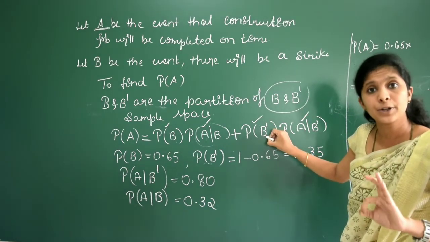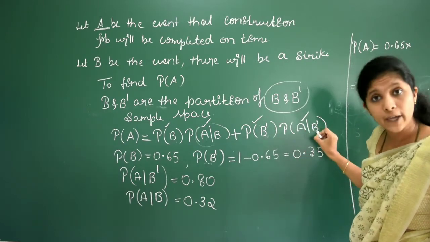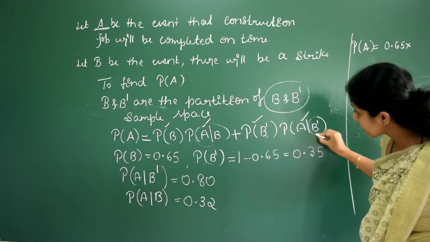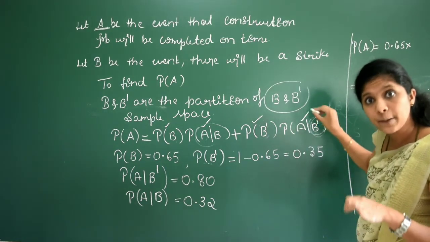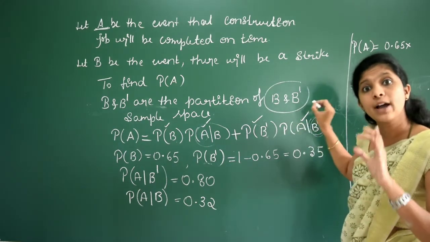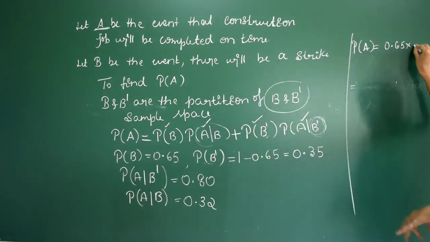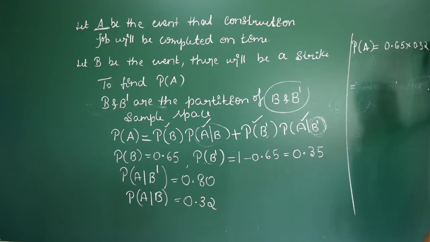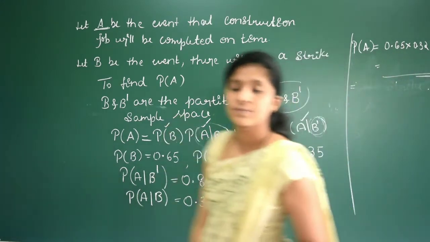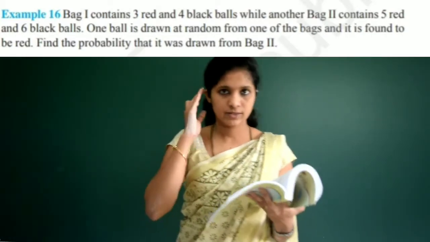Probability of B dash is nothing but there is no strike. You are finding the probability of there being no strike. And probability of A by B dash means it is given that there is no strike, and you are finding the probability of the construction job being completed on time. Now substitute: this is equal to 0.65, probability of A by B is 0.32, plus next, probability of B dash is 0.35 into probability of A by B dash is 0.80. I hope you understood this one. This is important for 3 marks.